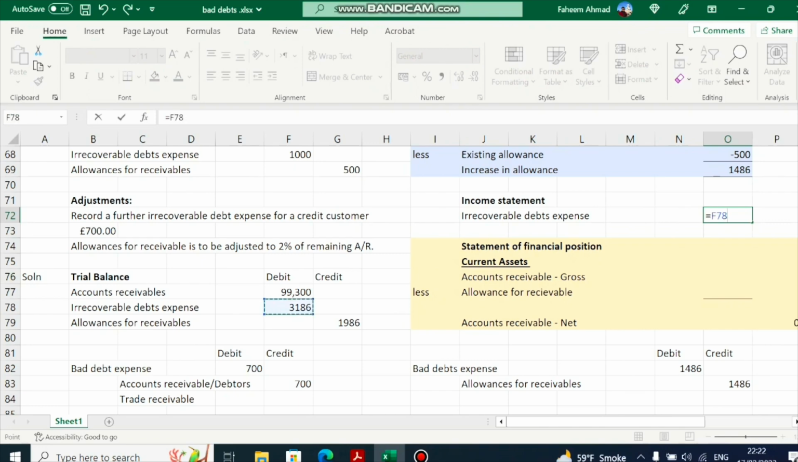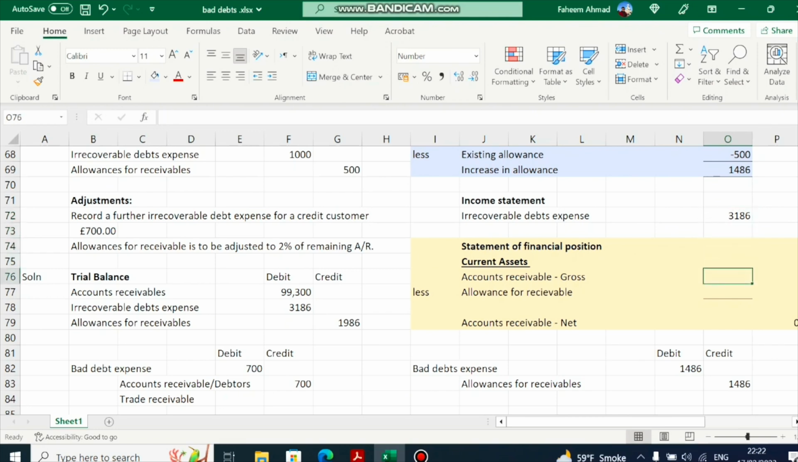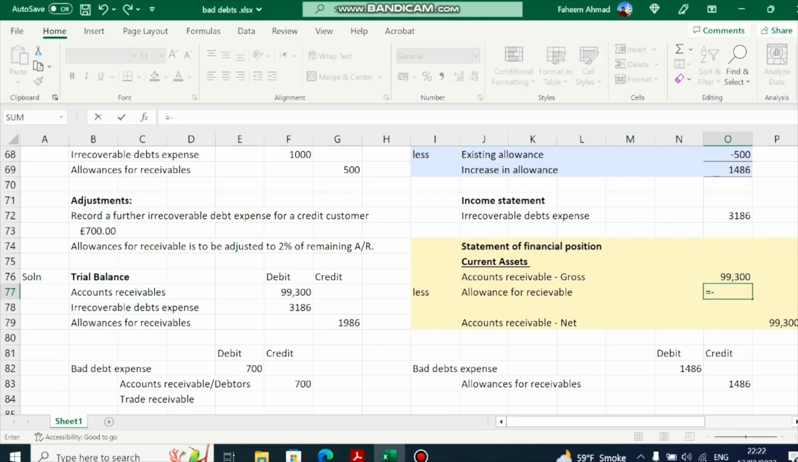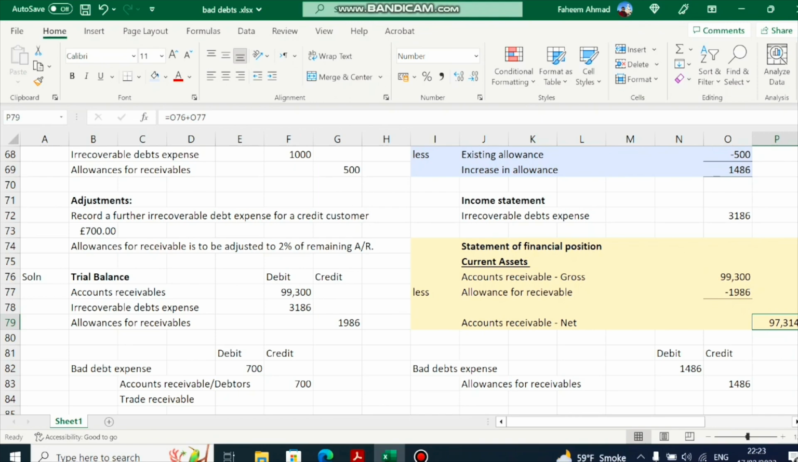Irrecoverable debt expense or bad debt expense will straight away go to income statement. In statement of financial position, we will take gross balance of account receivable, which is 99,300, and we will deduct allowances for receivable out of it. 99,300 minus 1986, that will give us account receivable net balance of 97,314. This is how we are going to deal with bad debt expense adjustment and allowances for receivables adjustment.